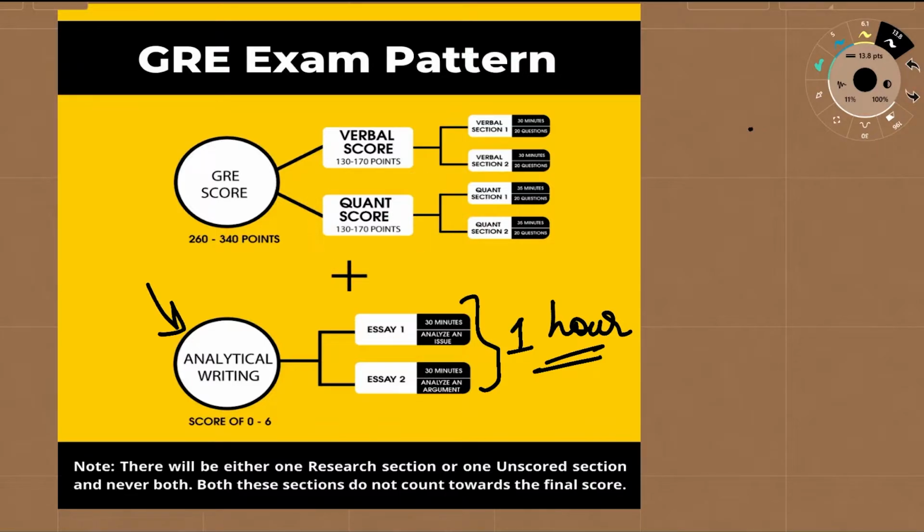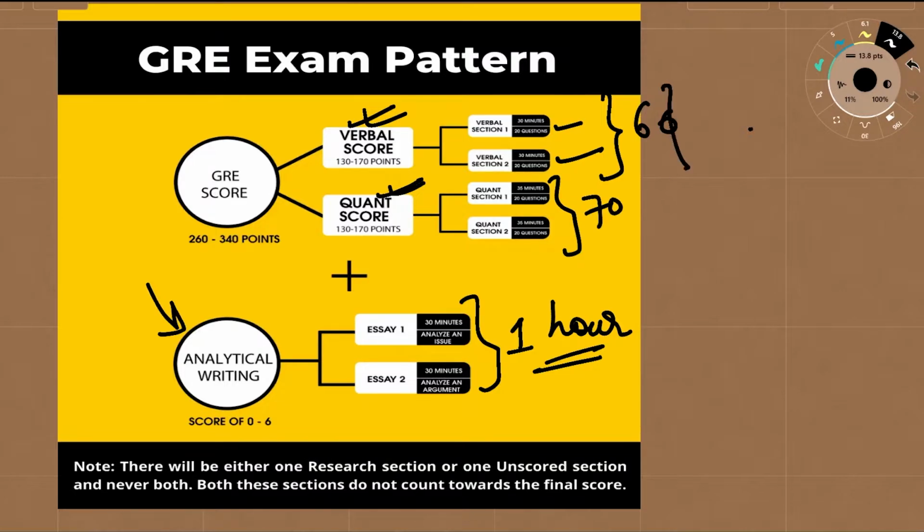Now let's first talk about the verbal assessment. In the verbal assessment, you will have 2 sections, section 1 and section 2. This first section will be 30 minutes, 20 questions. Section 2 is absolutely similar: 30 minutes, 20 questions. So this would be 60 minutes. Your quant assessment will also have 2 sections, 35 minutes, 20 questions, and 35 minutes, 20 questions. Both are the same. So in total, there will be 70 minutes.